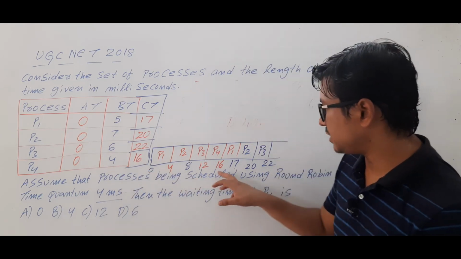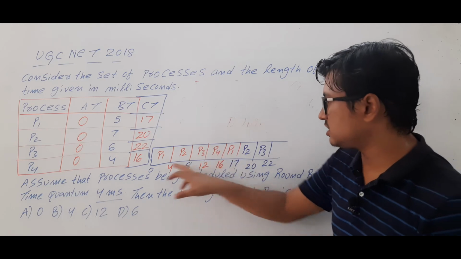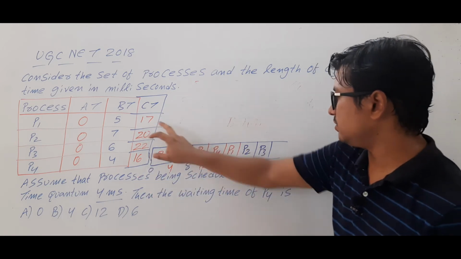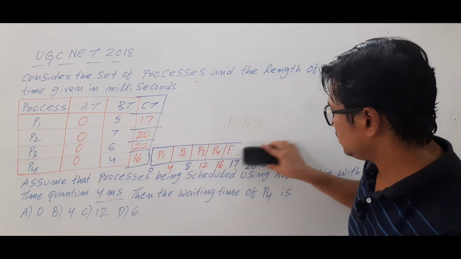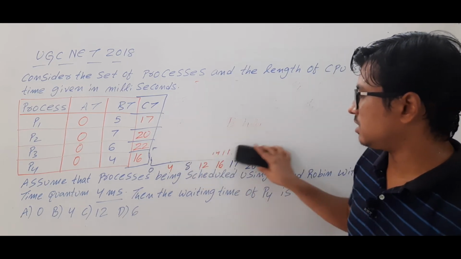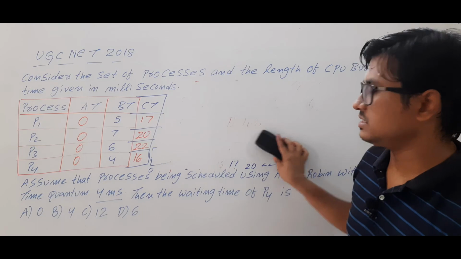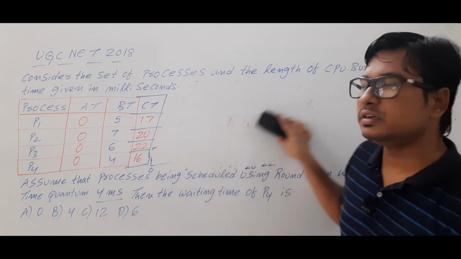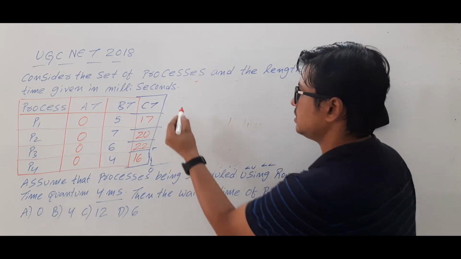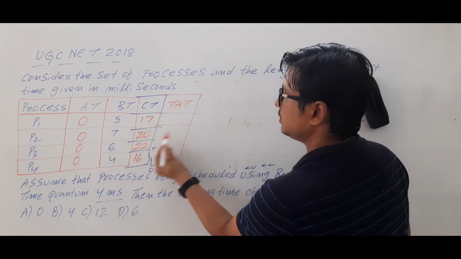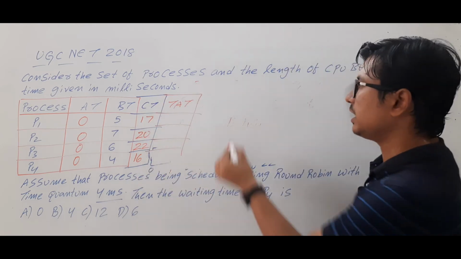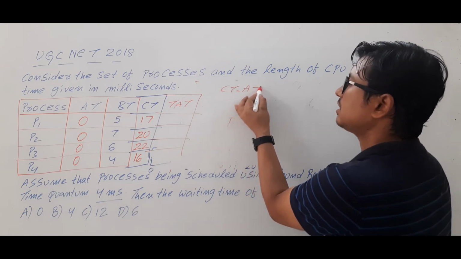If you have a doubt, you can check it: P4 at 16, P1 at 17, P2 at 20, P3 at 22. So the need for the Gantt chart is completed. Now we can erase it. Now let me compute the turnaround time of each process. Turnaround time is equal to completion time minus arrival time.